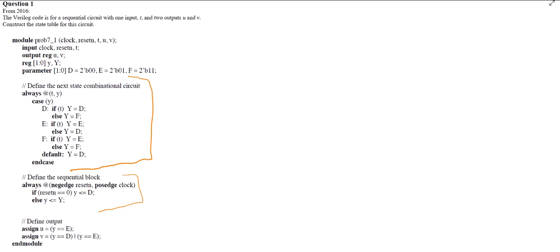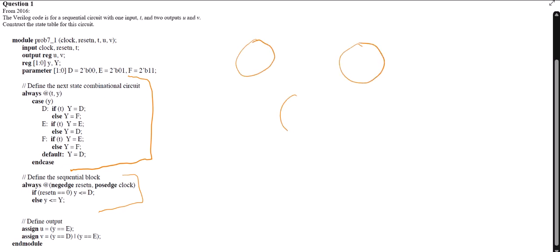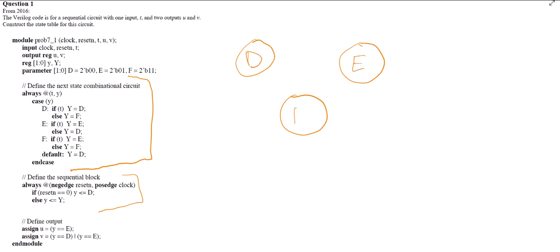Okay, so we see that we've got our three states here, and we're supposed to come up with a state table. Yes, I'm going to do a state diagram first because those are easier, at least for me. So we have our three states, D, E, and F. And if we are in state D, and it says if T, that means if T equals 1, then Y equals D.